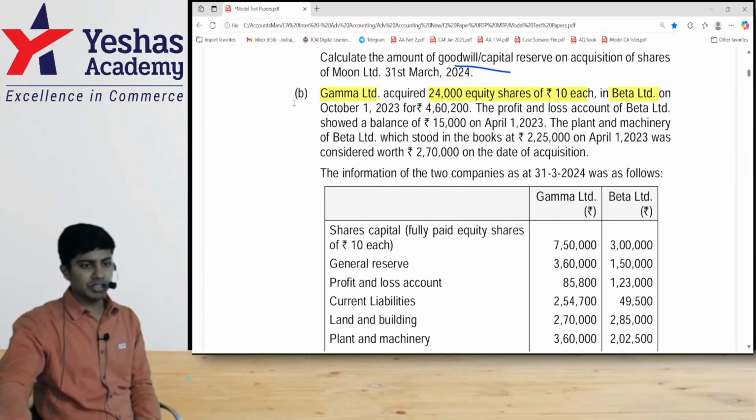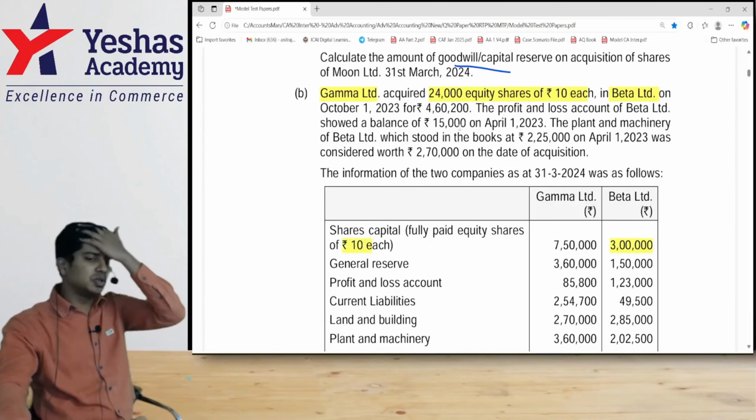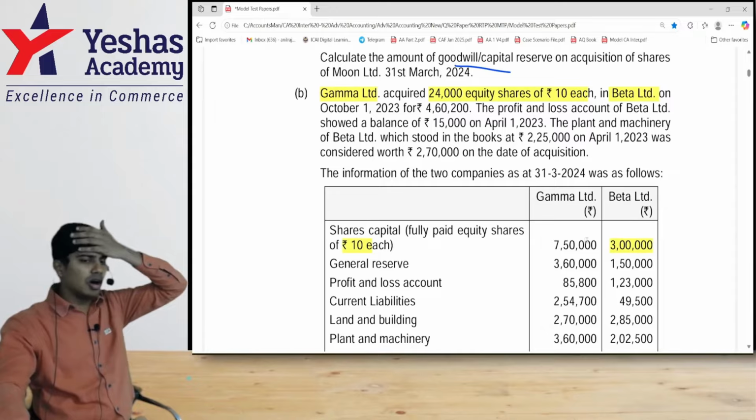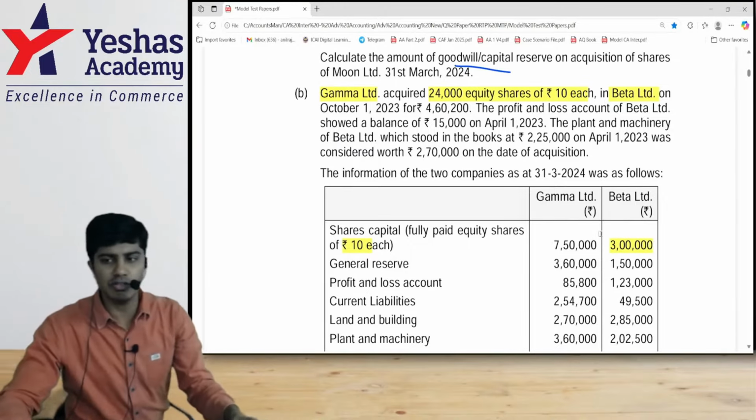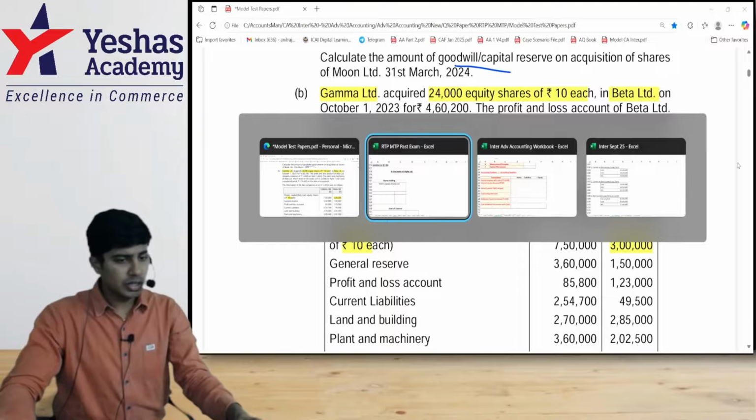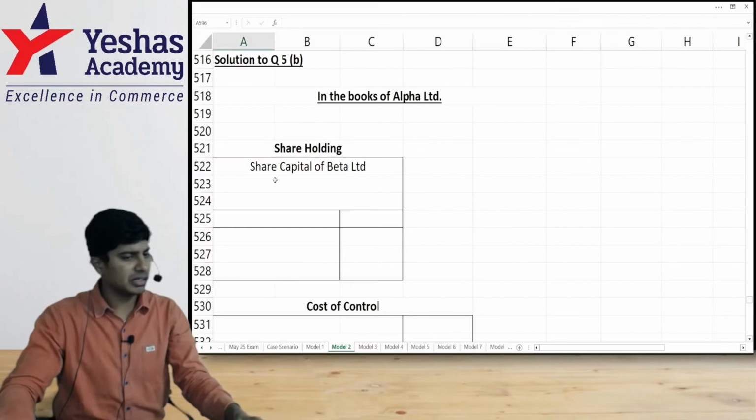Okay, how much percentage of the shares do we have? We don't know that. We have 24,000 shares. And look at Beta Limited's balance sheet. They have 3 lakh rupees worth of share capital, which includes shares of rupees 10 each. 3 lakh by 10 will give us 30,000 shares. We hold 24,000 out of 30,000 shares. How much percentage of the capital do we hold? So can I say it is my 80% subsidiary?